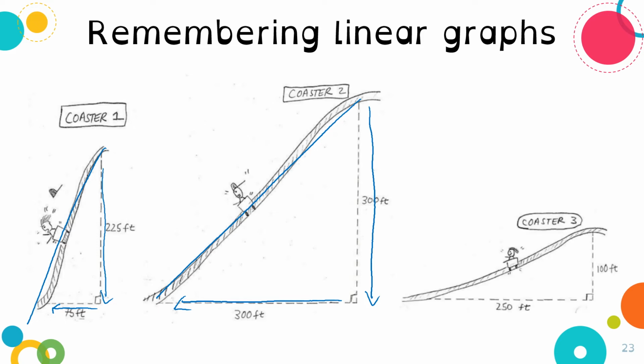And then thirdly, if we have a roller coaster that drops only 100 feet over 250 feet, then this roller coaster is much shallower. We can see that this line is much less steep. So in linear graphs, we talked a lot about this idea of slope, where we were comparing the rise, how much we go up or down, and the run, how much we go over, and how that affects the steepness of our line.